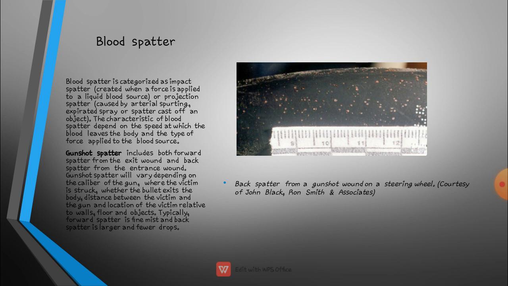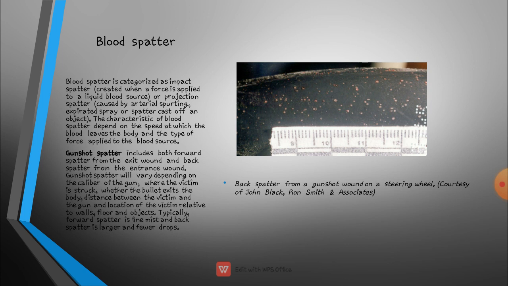Actually, it tells us how the bloodshed actually occurred, how the blood leaves the body, and which type of instrument was used to eject the blood out of the body. There may be gunshot spatter. There are differences in bloodshed through a gun and maybe a knife. Someone may use a knife to draw blood from the body.